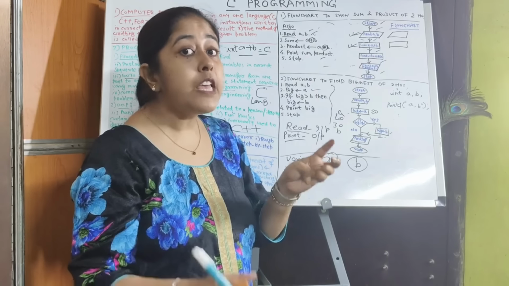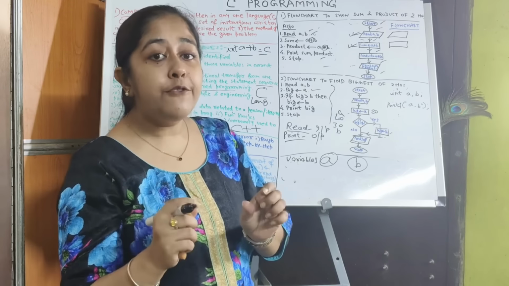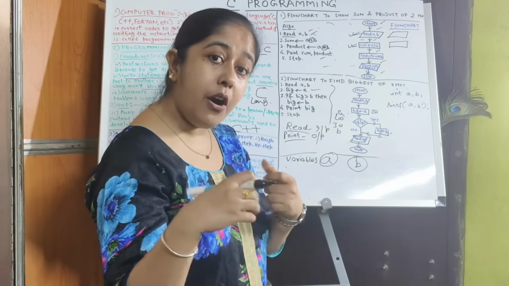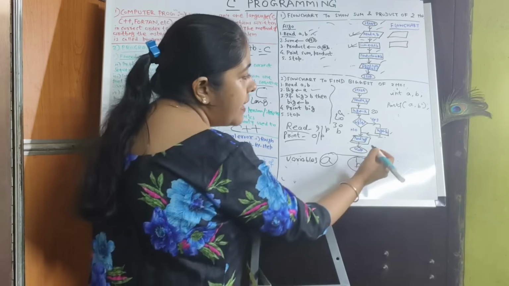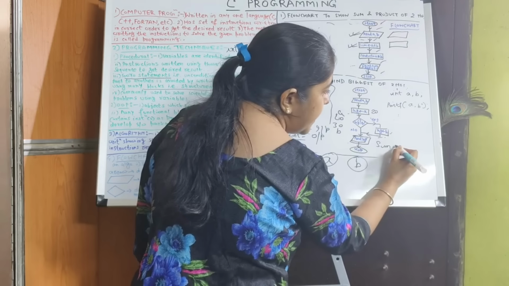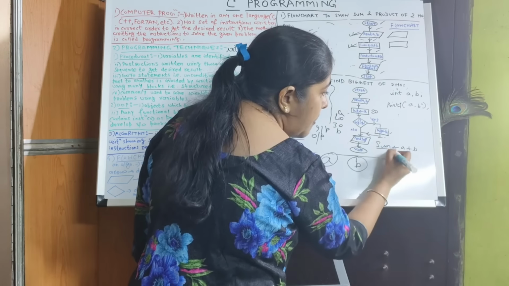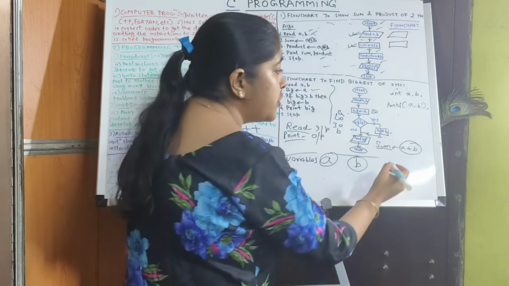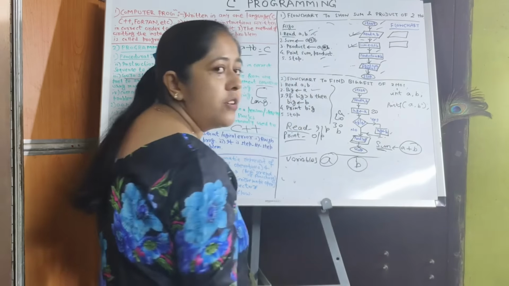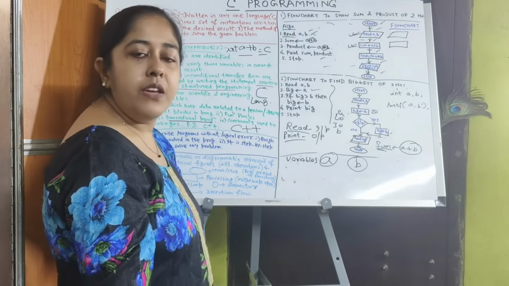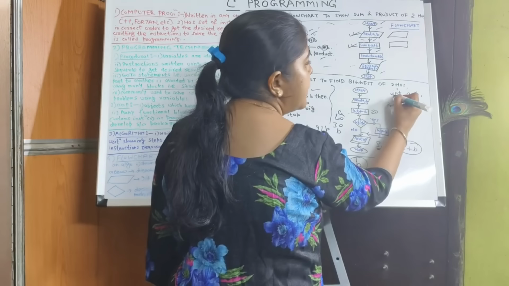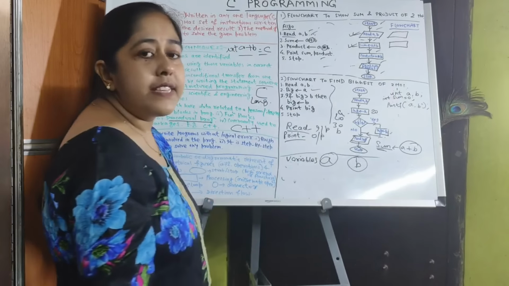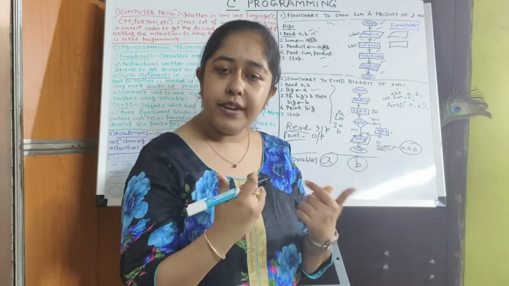Sum equals A plus B has a meaning also. What meaning? This sum will contain the summation of these two numbers. The sum of these two numbers will be held here in your container, sum. So obviously you have to initialize it again: int sum equals 0. But why are we writing this?